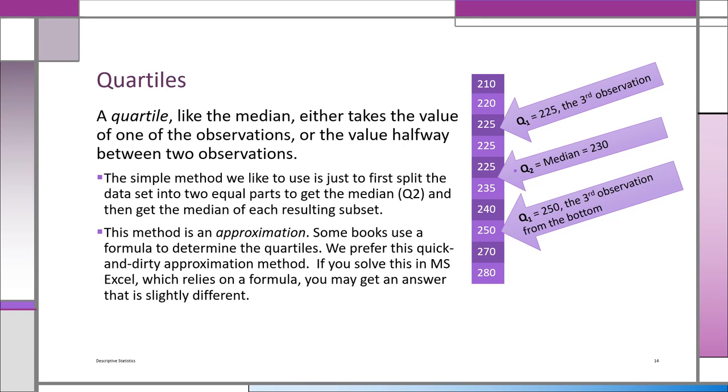Take the 5 numbers above the median. That's 235, 240, 250, 270, 280. Get the median of those 5 numbers, and that'll give you an approximation to Q3, and that becomes 250.